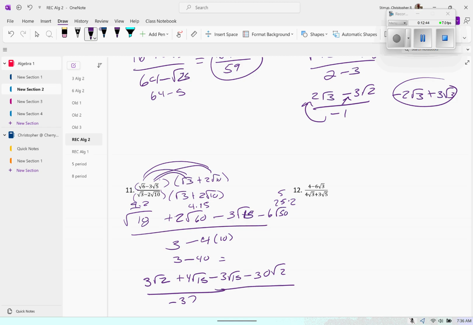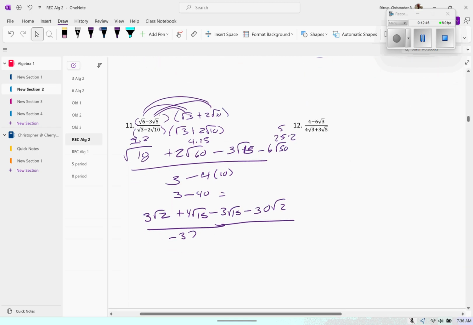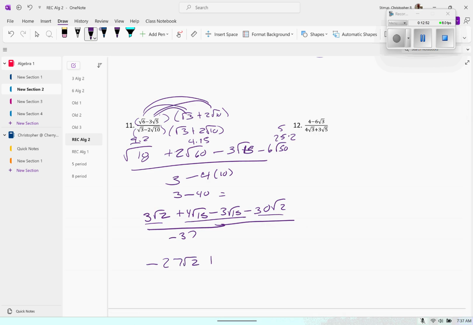So let's clean it up a little bit. These are like terms, so it's going to give me negative 27 root 2. On bottom, those are going to give me plus root 15 or 1 root 15 over negative 37. And then ask your teacher to work out the last one for you.